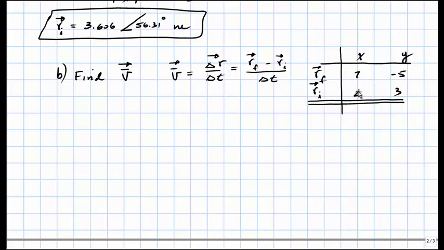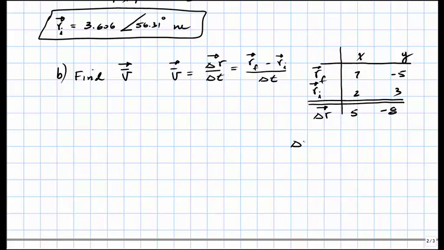So let's perform that subtraction. Of course, here we have 7 minus 2, which is 5, and -5 minus 3 equals -8. Turns out that these are the components of the displacement vector. So let's note the fact that the 5 and the -8 are the x and y component of the displacement vector.